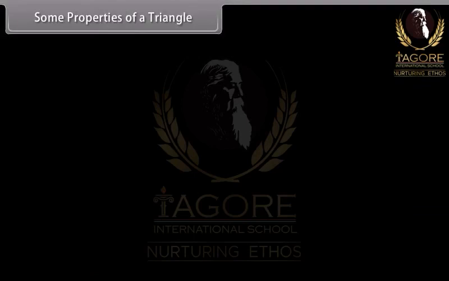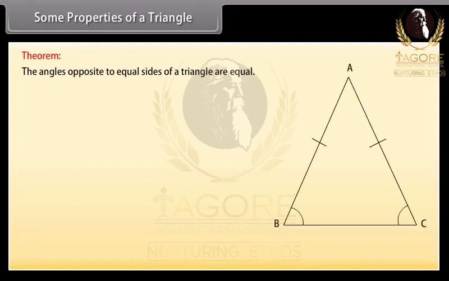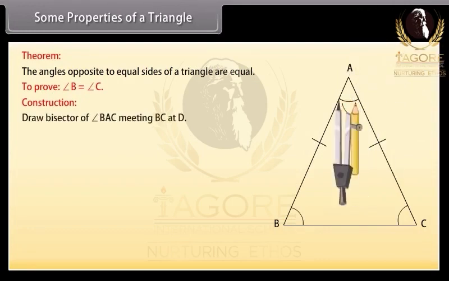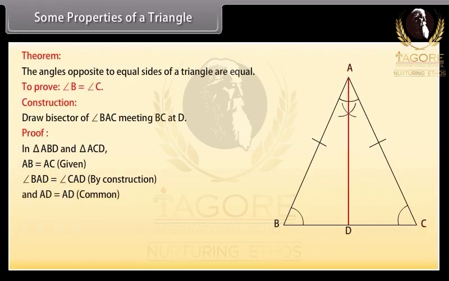Some properties of a triangle. Theorem. The angles opposite to equal sides of a triangle are equal. Let's prove it. Given is a triangle ABC in which AB is equal to AC. We have to prove that angle B is equal to angle C. Construction. Draw the bisector of angle BAC meeting BC at D. Proof. In triangle ABD and triangle ACD, AB is equal to AC is given. Angle BAD is equal to angle CAD by construction, and AD is equal to AD, common. Therefore, by SAS rule, triangle ABD is congruent to triangle ACD. Hence, angle B is equal to angle C.